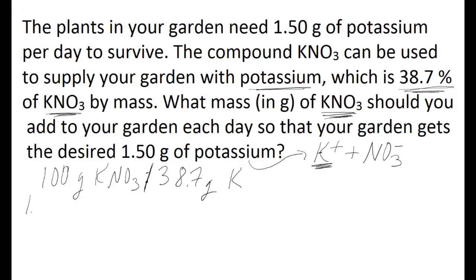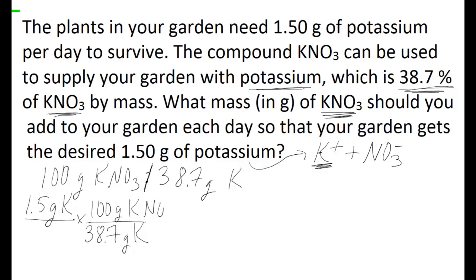So what your garden needs is the 1.5 grams of potassium every day, and you know that for every 38.7 grams of potassium, you have 100 grams of potassium nitrate. So all you need to do here, because the grams of potassium will cancel out and you're left with grams of potassium nitrate, which is what you want to know for this problem, that's going to leave you, when you do the math, with 3.88 grams of potassium nitrate. So this is how much potassium nitrate you'd want to add to your garden to get that 1.5 grams of potassium, which is what your plants really want.